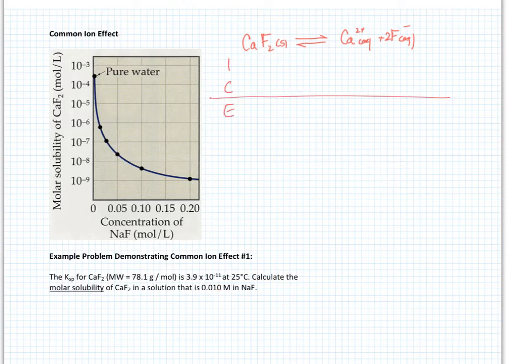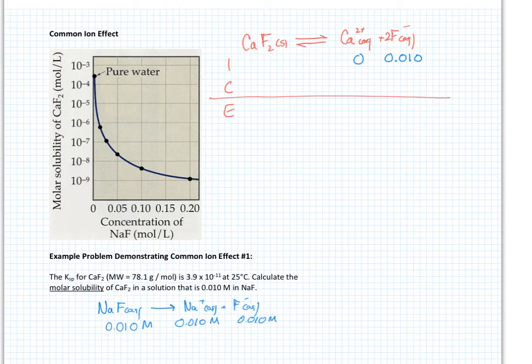All right, so we're going to do the exact same ICE table that we did before, except now we need to have an existing initial concentration of fluoride ions. That's coming from the sodium fluoride. Now, if you're wondering where the 0.01 molar is coming from, remember NaF aqueous dissociates into Na⁺ aqueous plus F⁻ aqueous. And if we have 0.01 molar of sodium fluoride, this is in a 1-to-1 ratio. It means we also have 0.01 molar of sodium ions and 0.01 molar of fluoride ions. So that gets put into the initial concentration of fluoride ions.